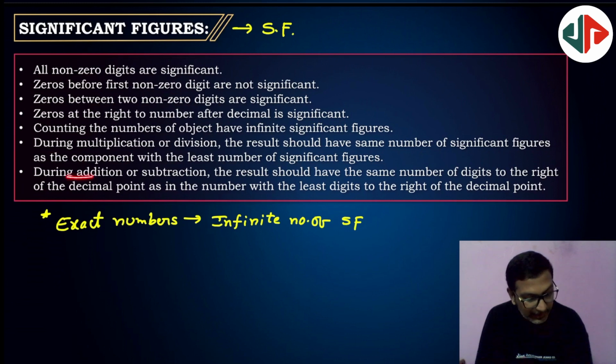Next, during addition or subtraction, the result should have the same number of digits to the right of the decimal point as the number with least digits to the right of decimal point. That means in case of addition or subtraction, we can check the number of digits after decimal point. In case of multiplication or division, we have to check total number of significant figures.